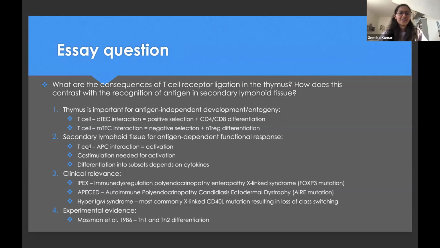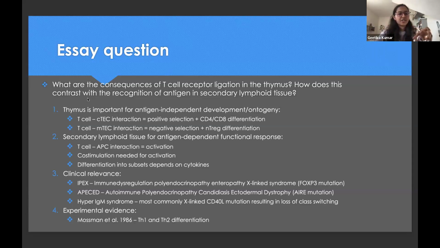Okay, well, anyway, my thoughts were that you first talk about what happens in the thymus. So you have T cell receptors binding to the cortical thymic epithelial cells, and you have them binding to the medullary thymic epithelial cells. These are all different interactions which have different consequences. I think the keywords in the question that you want to focus on are, one, consequences. So you're talking about not only what the interaction is, but what the downstream effects of this interaction are, or why this interaction is relevant? For example, if you're talking about the T cell and cortical thymic epithelial interaction, you want to then say that this is relevant for positive selection, or for differentiation of the T cells, etc.